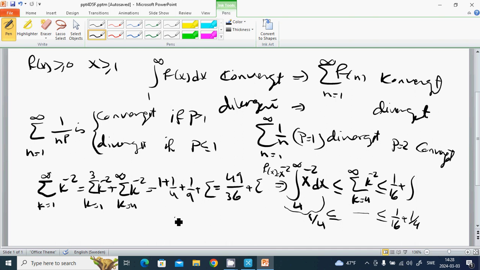Then the sum from k equals 1 to infinity is greater than or equal to 49/36 plus 1/4, which is 1.61, and less than 1.68.